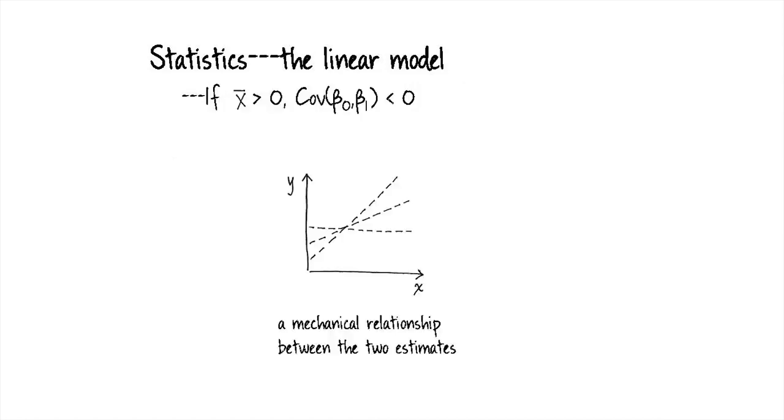And then finally, there is this mechanical relationship between the two estimates. So if the mean of our x's is positive, then basically if we overestimate the intercept of the line, we're going to underestimate the slope, or an overestimate of the intercept is associated with an underestimate of the slope. An underestimate of the intercept is associated with an overestimate of the slope. Okay, so it's just this mechanical relationship, and then if x bar is negative, the mechanical relationship shifts. Okay, or flips.